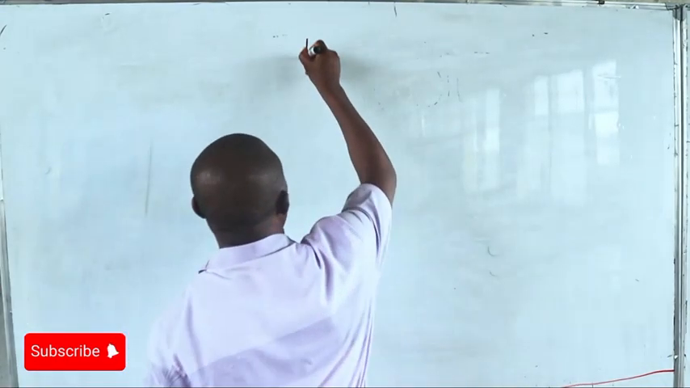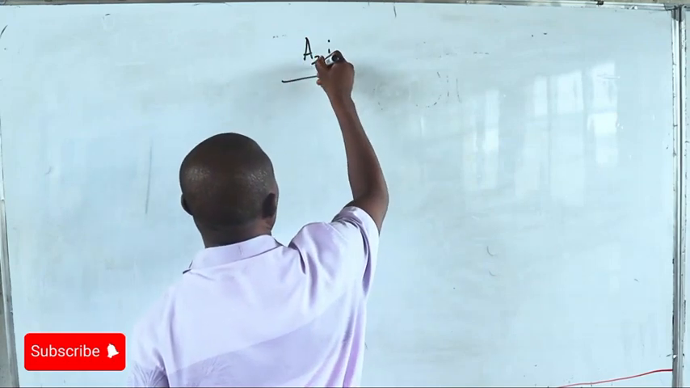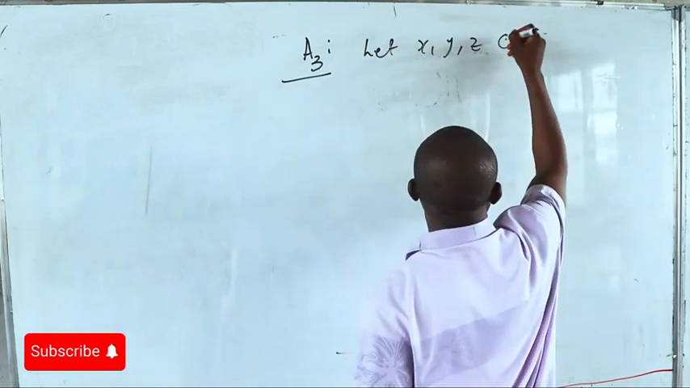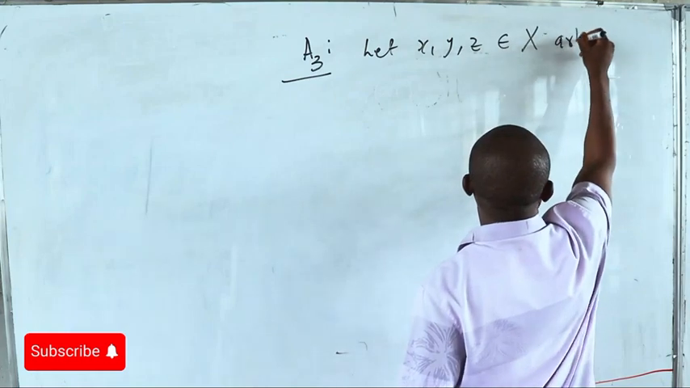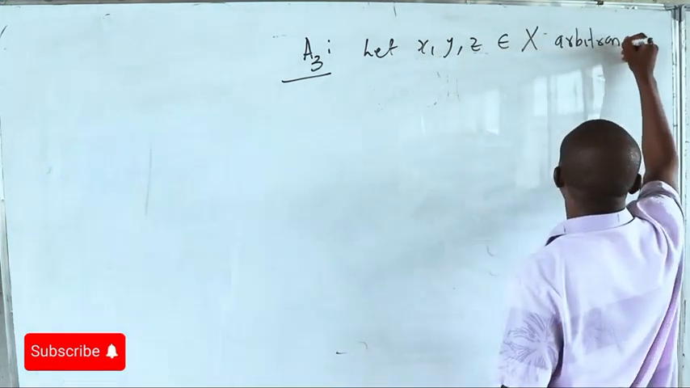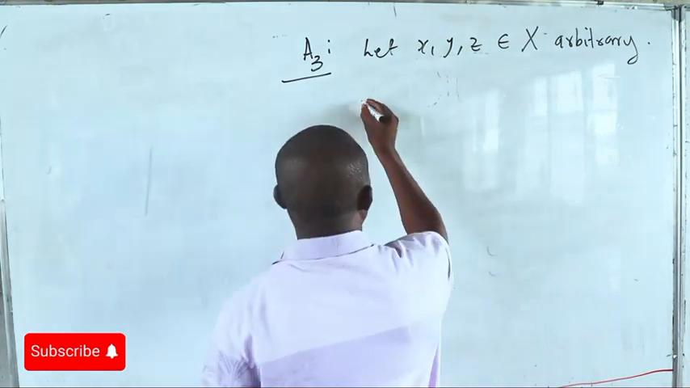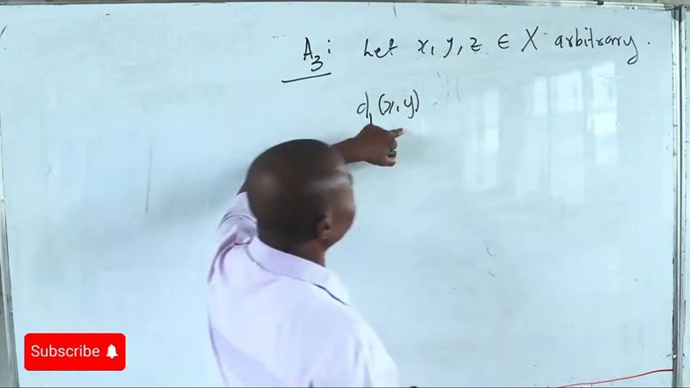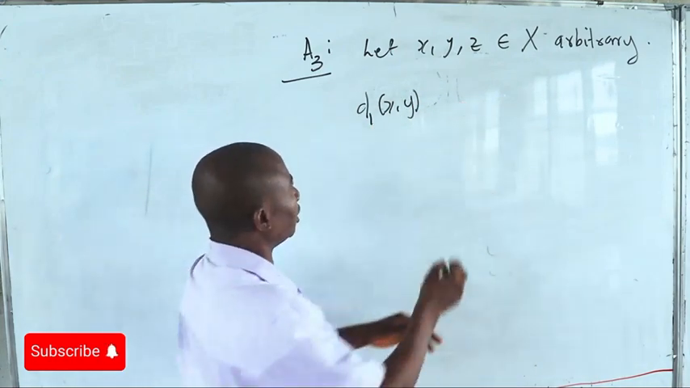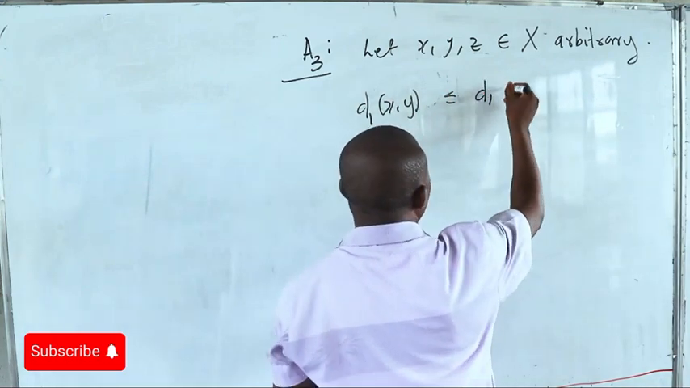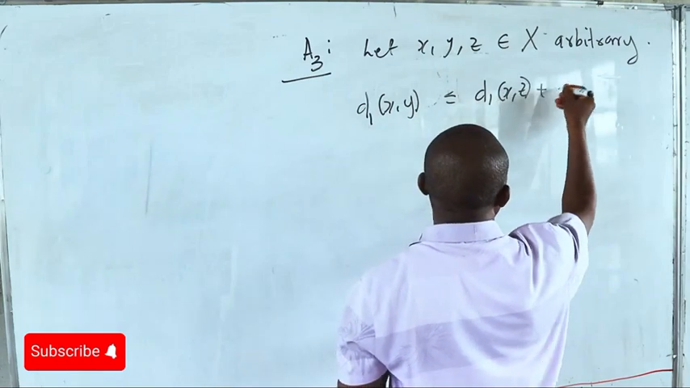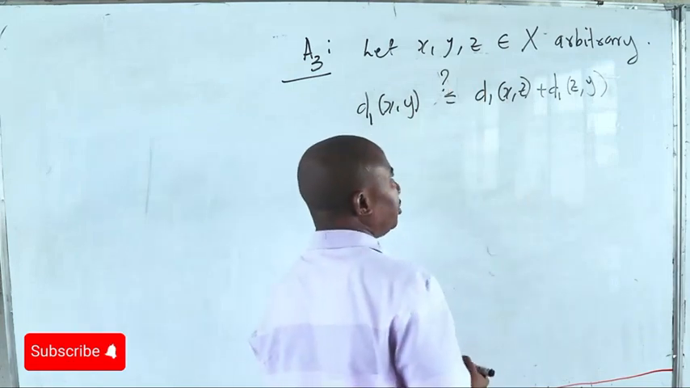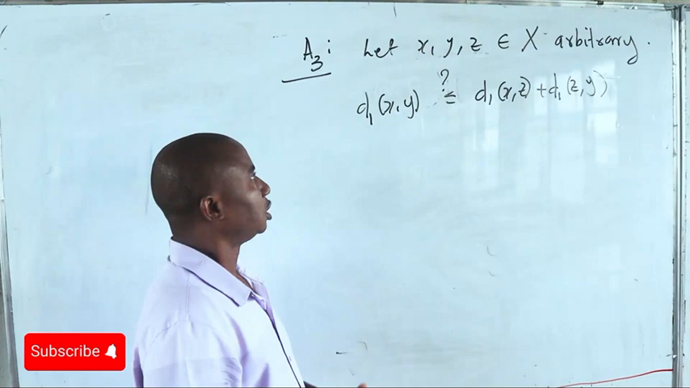For A3, we take x, y, z in capital X, arbitrary, and so we compute d1 of x comma y. Our goal is to prove that this is less than or equal to d1 of x comma z plus d1 of z comma y. So I put a question mark here because that's what we want to do. Okay.